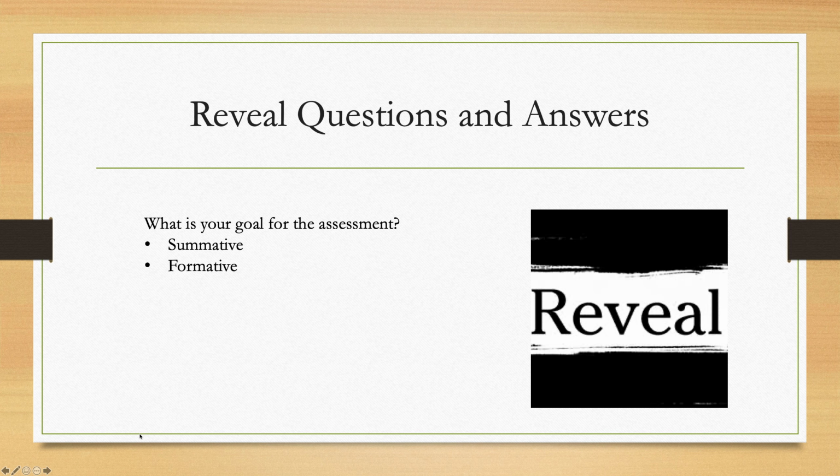When do you reveal questions and answers? This is such a hard question to answer, but what I usually ask is sort of what's your goal for the assessment? If your goal for the assessment is summative and you're just measuring how much the student knows at this time, then chances are you'll only reveal to them what answers they got wrong.